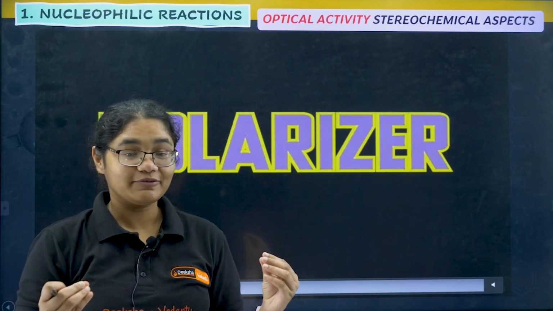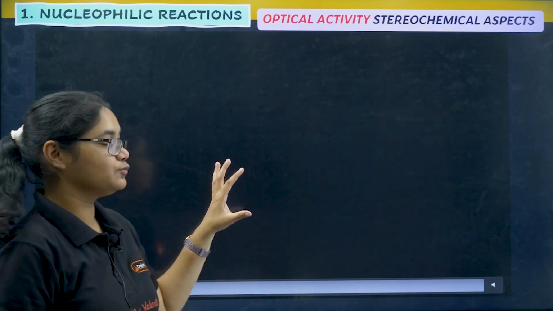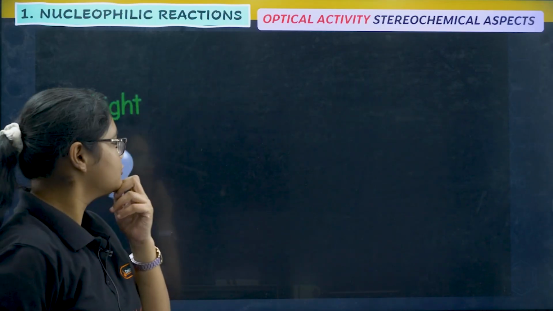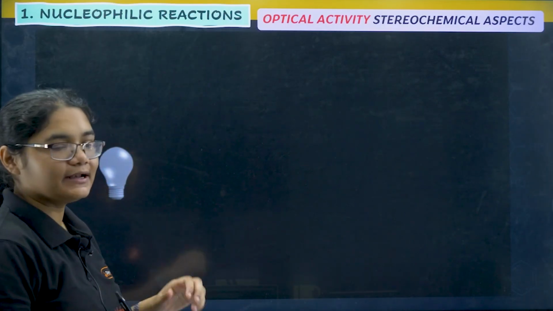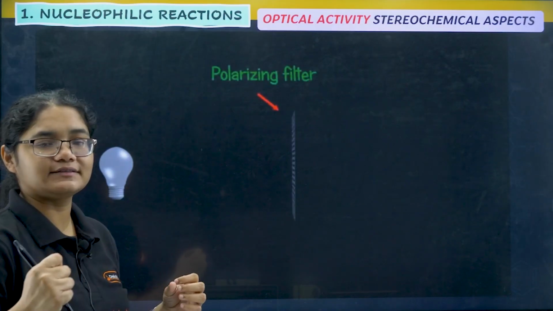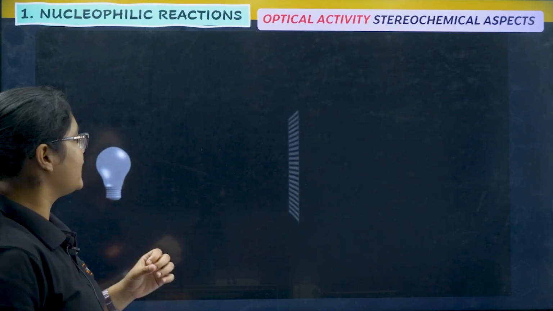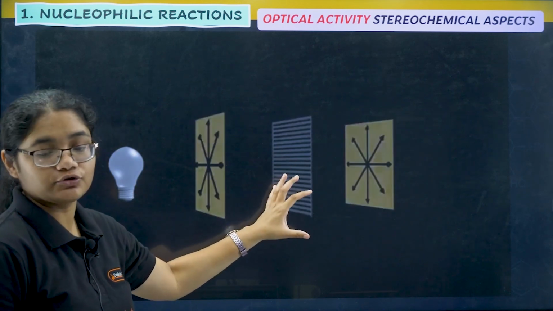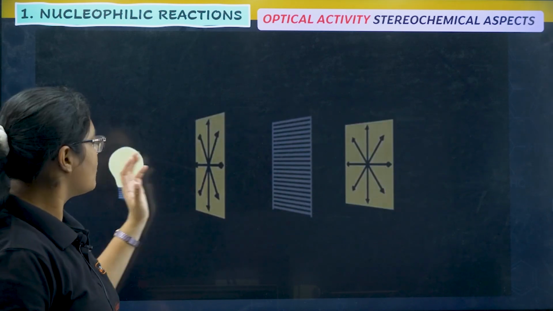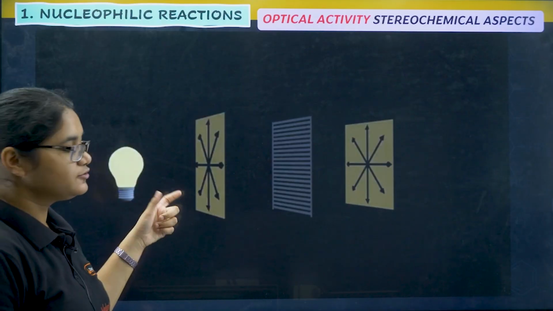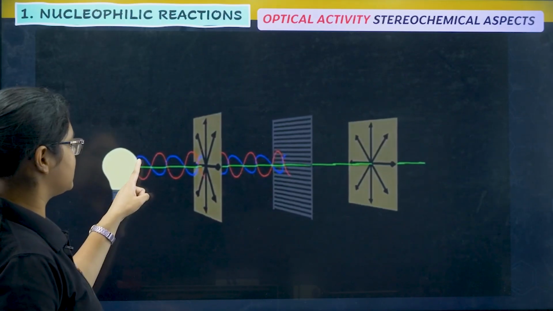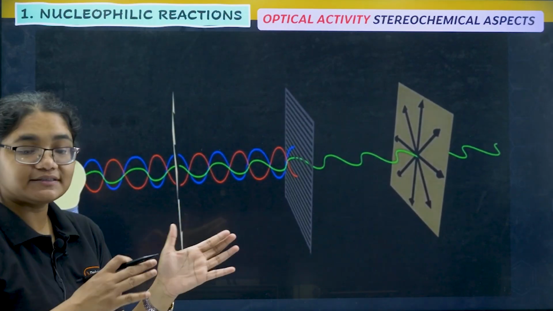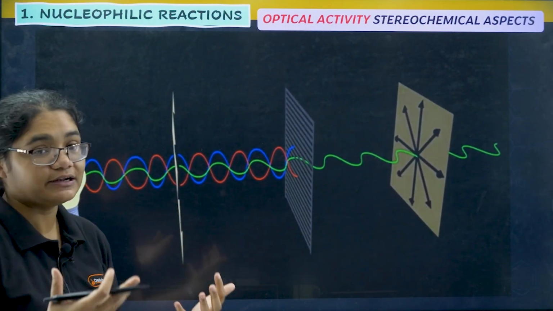Before understanding these concepts, let's watch this video and understand what is plane polarized light. First of all, you see this is a light, and light has different types of fields, magnetic field, electric field, right? This is one instrument which can filter out the fields of this light. So light has fields in all these directions. You can see you have green, blue and red waves, which means three types of fields are present.